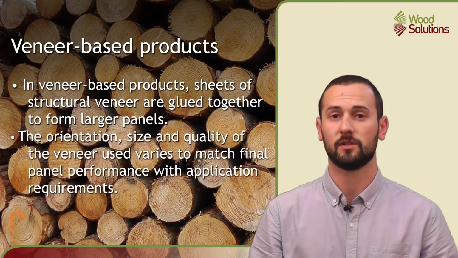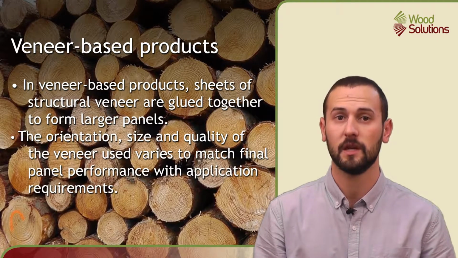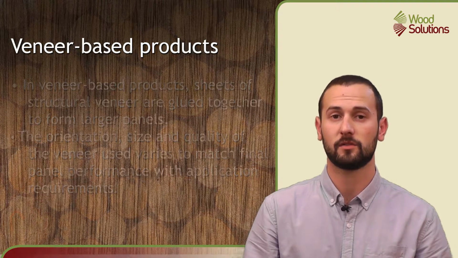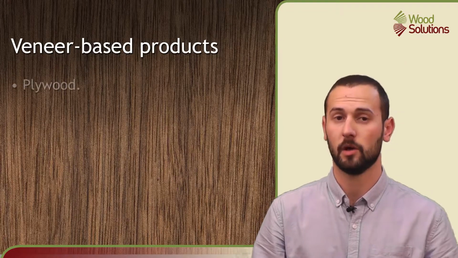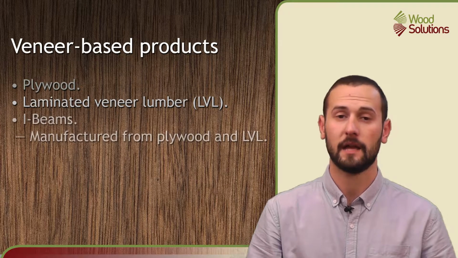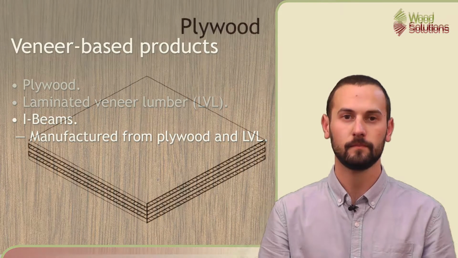The orientation, size and quality of the veneer used varies to match final panel performance with the requirements of the intended application. There are three major types of veneer-based products: plywood, laminated veneer lumber or LVL, and I-beams. These are often manufactured from plywood and LVL.